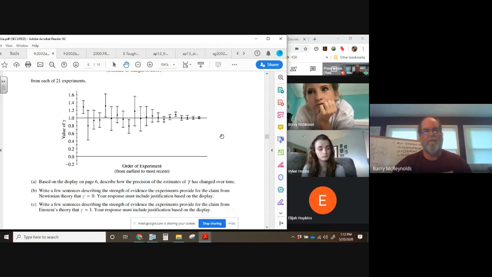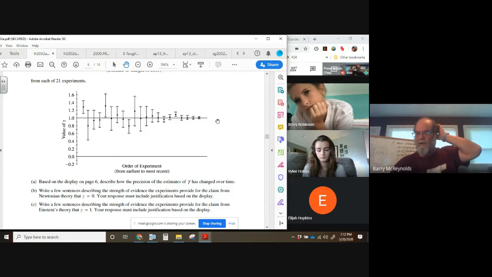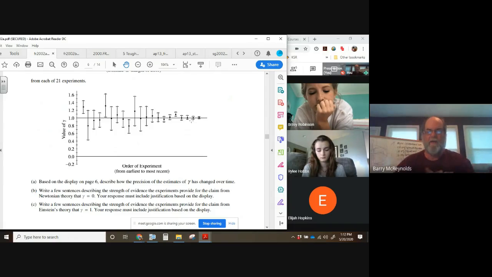And so the question here is, based on the display, describe how the precision of the estimates of gamma has changed over time. Okay, you can know nothing about confidence intervals, and I think just from the graph here, we ought to be able to get that. What would you say about these estimates? How have they changed over time?